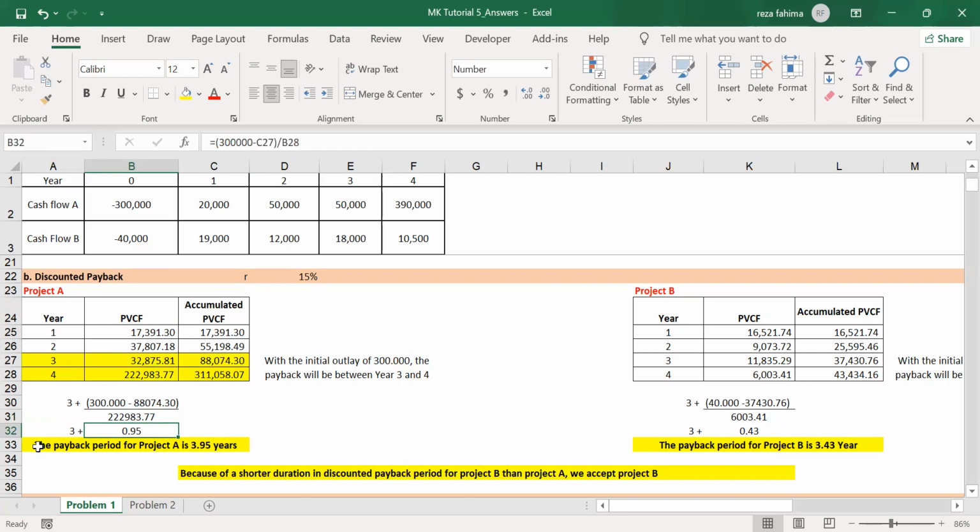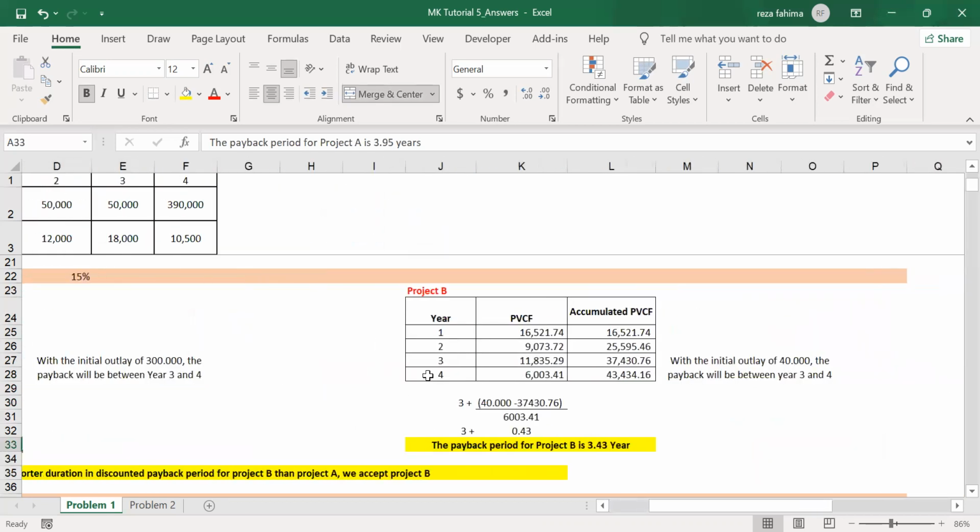0.95, and the discounted payback period for project A is 3 plus 0.95, which is 3.95 years. We're gonna do the same again with project B.